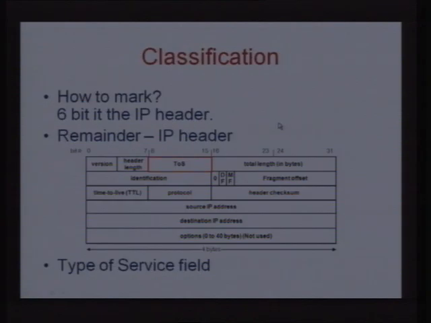Now the thing is, how do we classify? In the IP header, there is a field called the ToS field. The ToS field defines 8 bits. There are 8 bits in this ToS field.